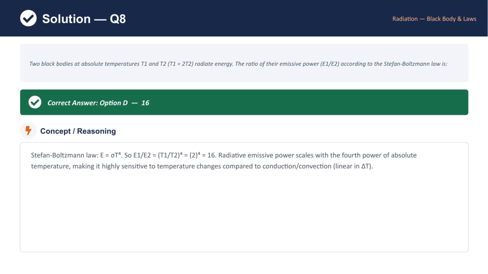Here, we're looking at two black bodies at different absolute temperatures, T1 and T2, with T1 being twice T2. The question is about the ratio of their emissive powers according to the Stefan-Boltzmann law. This law tells us that the emissive power, or the energy radiated per unit area, is proportional to the fourth power of the absolute temperature. So, when we calculate the ratio E1 over E2, it becomes the ratio of their temperatures raised to the fourth power. Since T1 is twice T2, we have 2 to the fourth power, which equals 16.